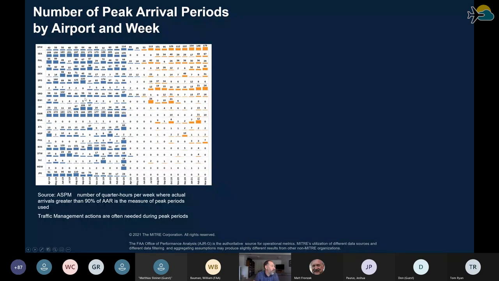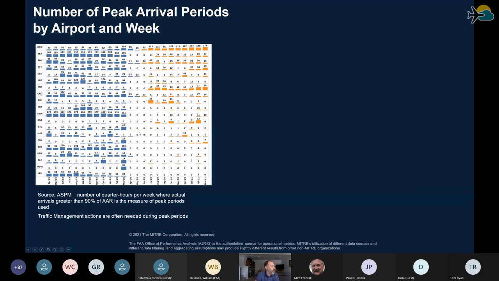And these are the number of quarter hour periods per max week in that month where the actual arrivals were greater than 90% of the airport acceptance rate, or basically the called rate for capacity, which measures peak periods. And what you see, coming out into the pandemic period, early on, where are we? Here it is. Pre-pandemic, you have many 15-minute periods per hour across these weeks where you have pretty heavy demand relative to capacity.